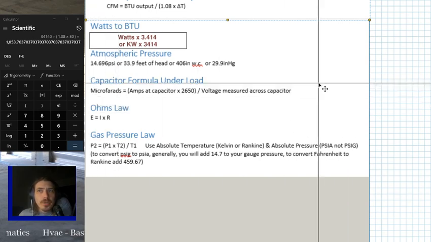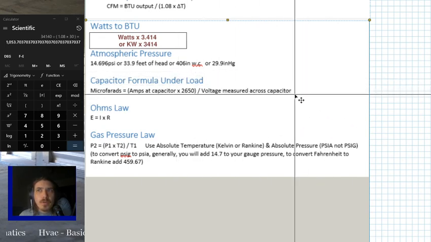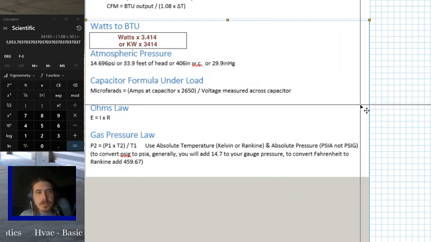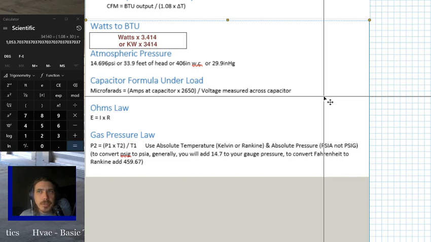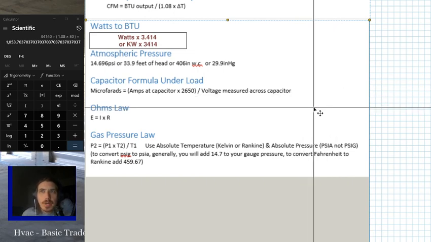Capacitor formula under load. I mainly put this here so that it's a quick reference. We're going to talk about using this formula when we talk about troubleshooting individual components. But if you've never done it before, you can run a capacitor under load. You can take the amperage and the voltage at the capacitor itself, and you can determine what the actual rating of the capacitor is that way, instead of pulling it off and turning your meter to capacitance and using your leads.